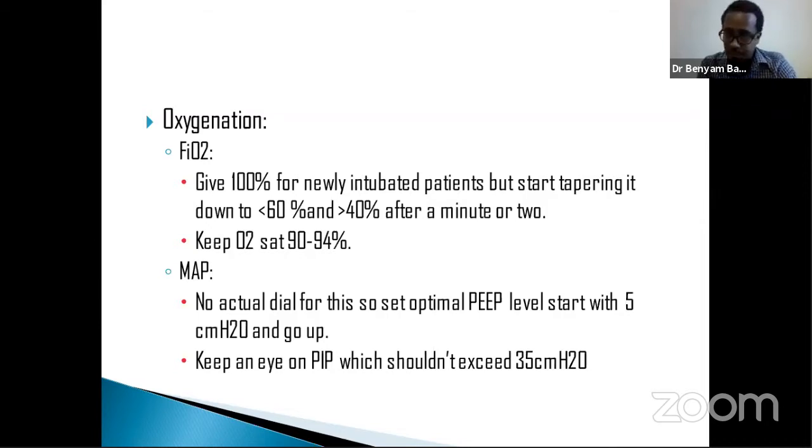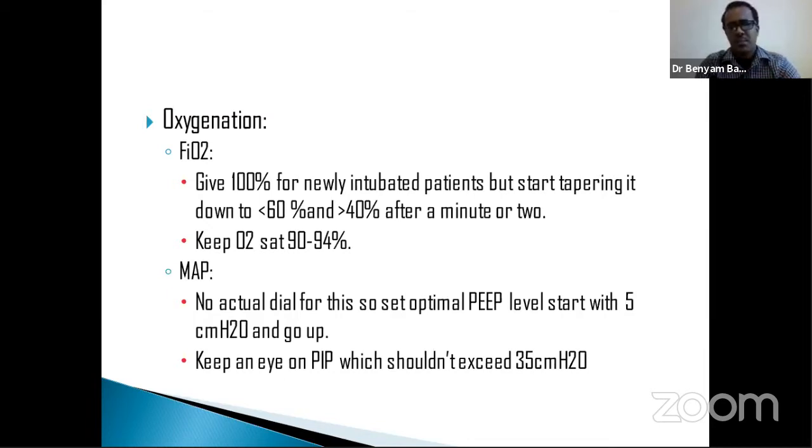Then you need to calculate the respiratory rate, which I'll come to later. Now the oxygenation. Always start with 100% oxygen, FiO2, for a newly intubated patient, but start weaning it immediately, within a minute or two. Our goal is for FiO2 to be between 40 and 60%, because if you let it run above that for a prolonged period of time, there is oxygen-induced lung injury and associated complications, which will come later.